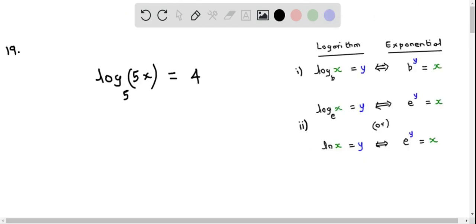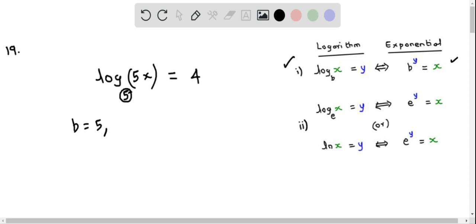We now solve this equation, that is log 5x to the base 5 equals 4. This is the logarithmic equation, and here I'm going to use this relation between logarithm and exponential function. That is, if we have log x to the base b equals y, this can be written in exponential form as b raised to the power of y equals x. So first, let's identify the x, y, and b. So b is basically the base. So this quantity is b. So that is b equals 5.